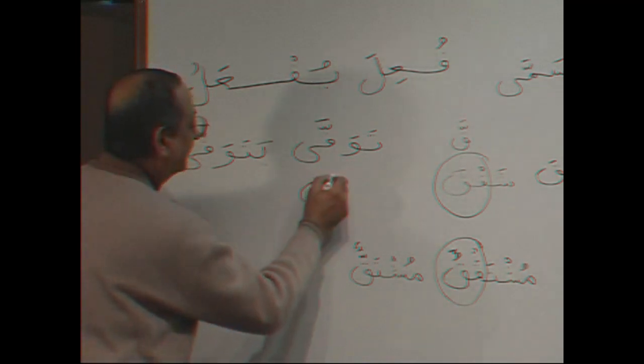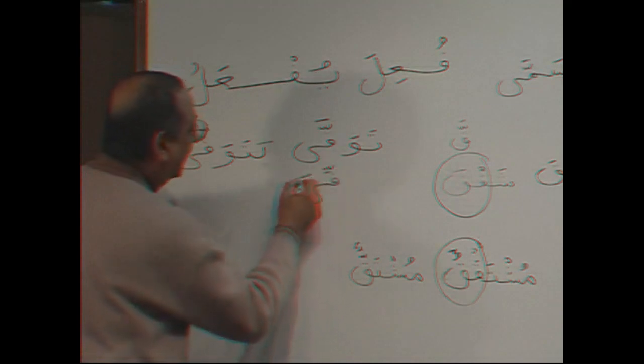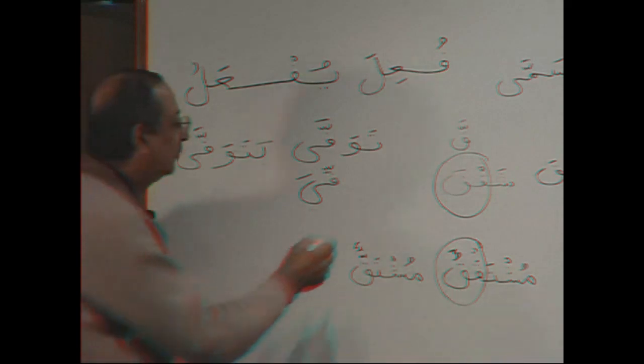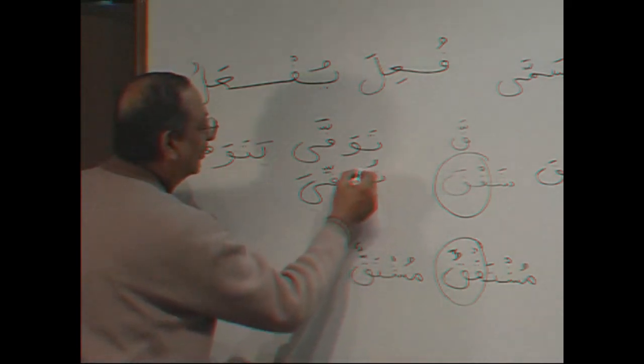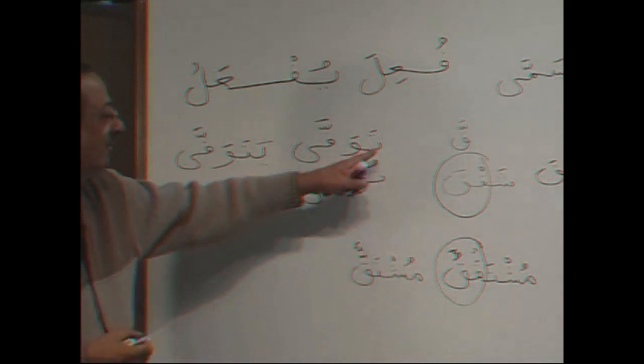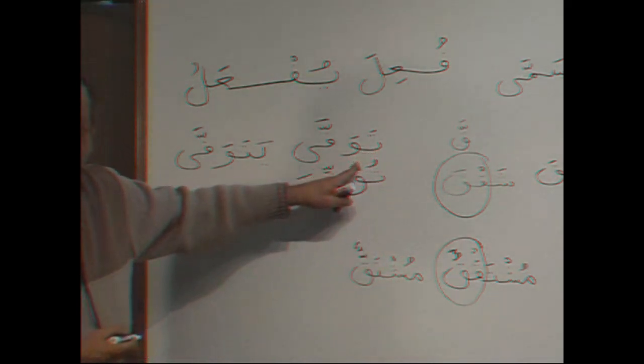Now, if I make it majhul, Sister Madina, first will be my ain kalima. And then the ya will come out. And what will happen to tawa? How many dhammas? All of them. Because they are all mutaharrik. There is no waw, no sukun. So it will become tuwuffiya. Got the idea? Tuwuffiya. See how? I gave two dhammas here. Because it was tawa. No sukun. Had there been a sukun, I would have left it.